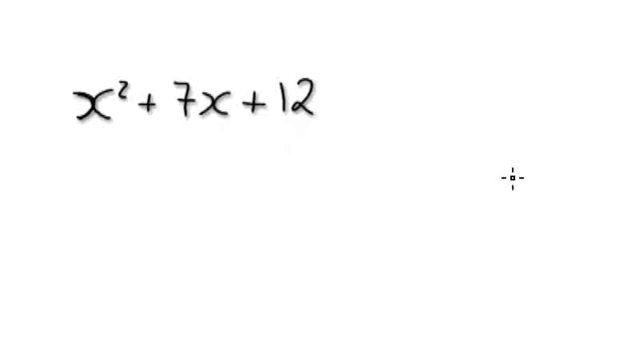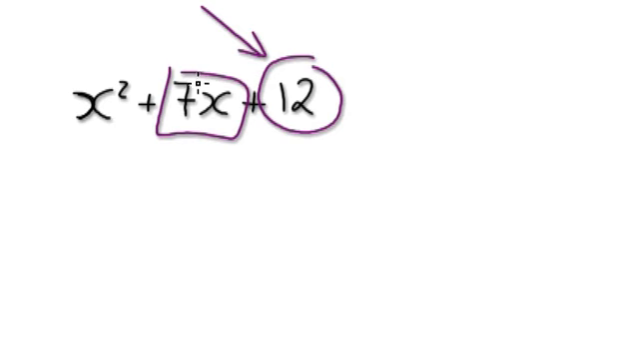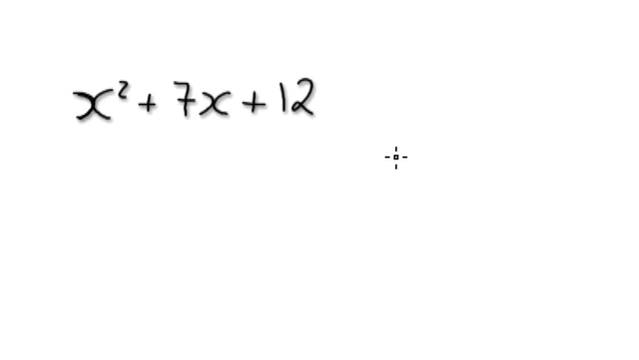Okay, next one. Look at this. Your eyes should zoom into this. This will give you a lot of clues here. Two numbers multiplied together give you 12, but added together give you 7. So you could try 1 and 12. You could try 6 and 2. What else? 4 and 3.